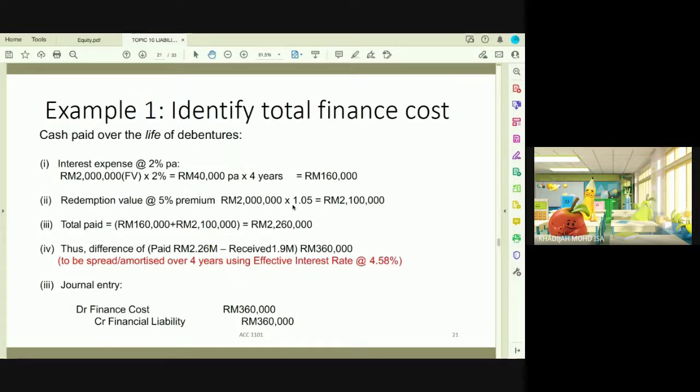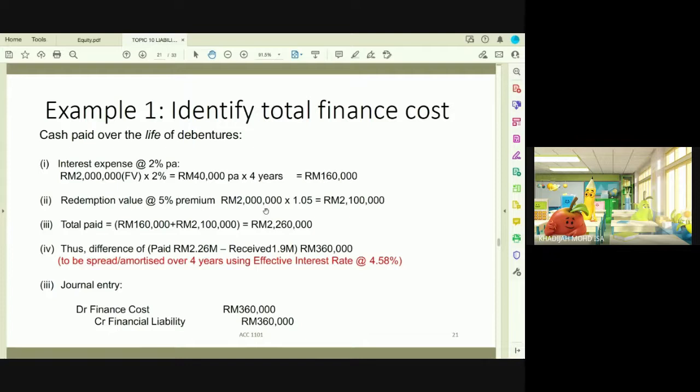Okay, let's look again. Redemption value is 5% premium. If I were to follow this exactly, right? So let's follow this. Number one is that your interest expense per annum is your 400,000. So this is number one, times by 10% times by 4 years. So that would give you, how much is that? Times by 0.1 times by 4, so you have 160,000.